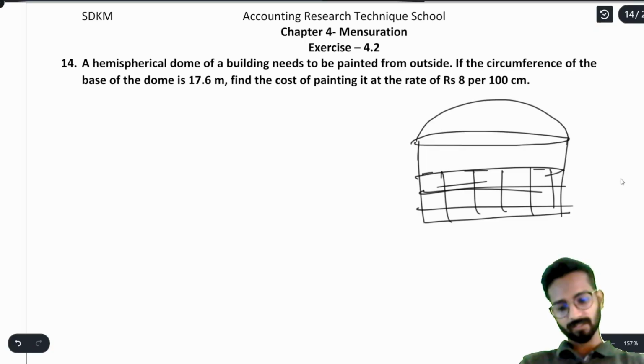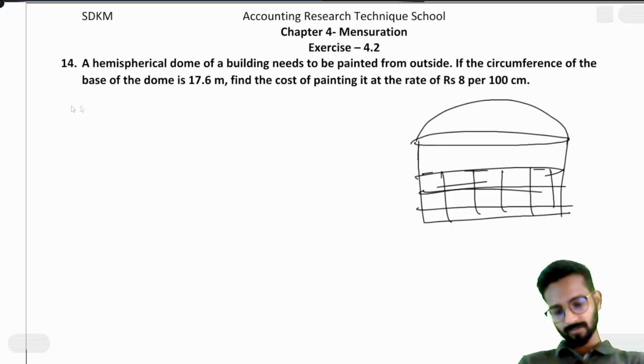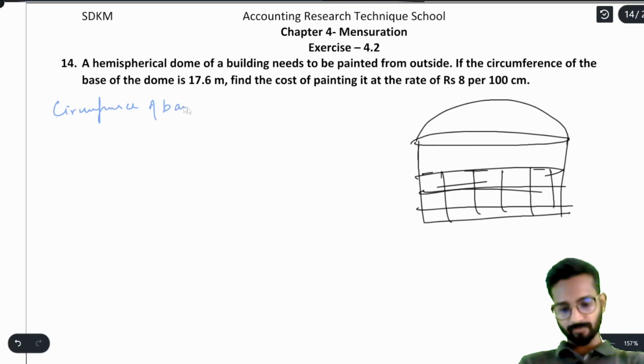Now, what is it saying? Circumference of the base of the dome. It means the circumference of the base of the dome is this part. And we know the circumference of a circle is 2 pi r, so I can write here that the circumference of the base of the dome, 17.6, is 2 pi r. So r is 2.8 meters.